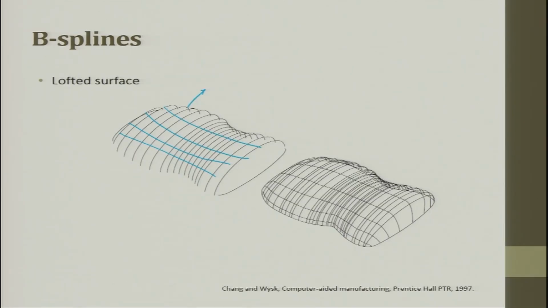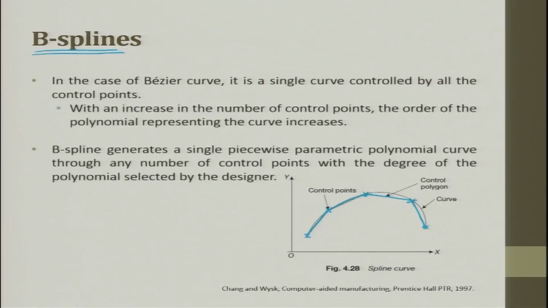So, all these curves can be drawn by using B-spline, wherein you have these control points, what we saw in the previous figure. So, you see the control points, and these control points are used to guide the curve.